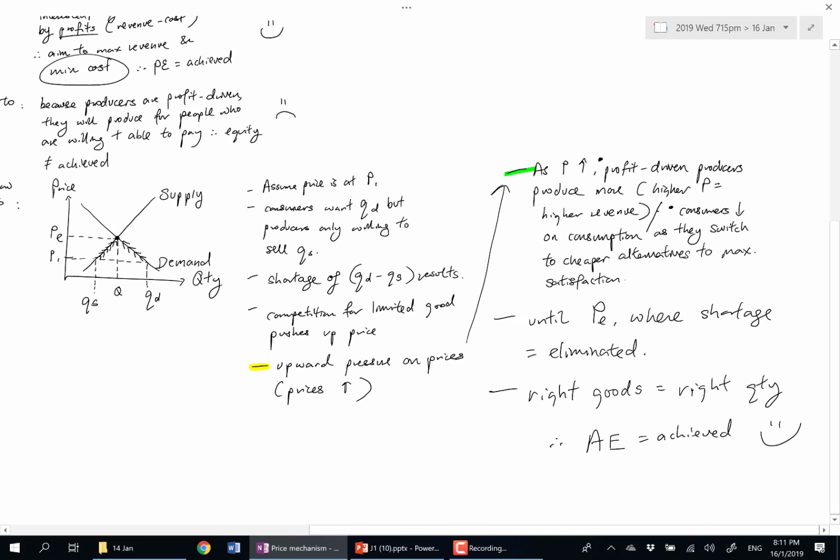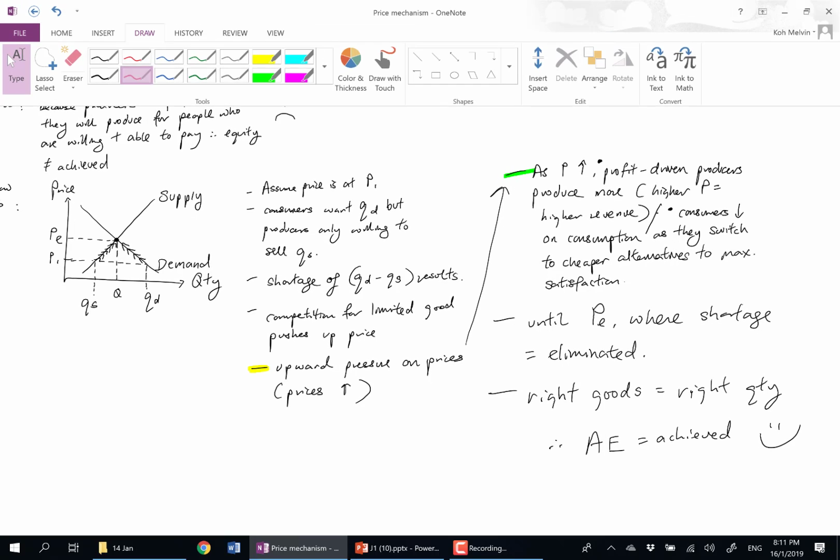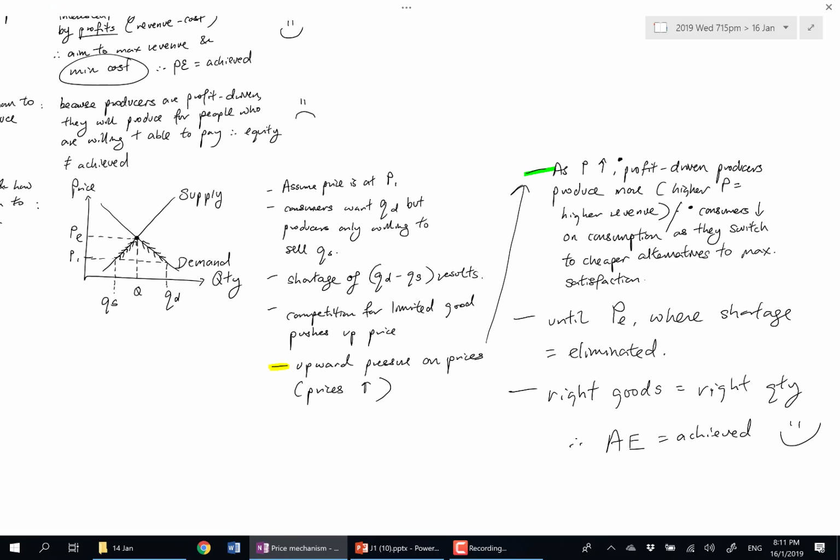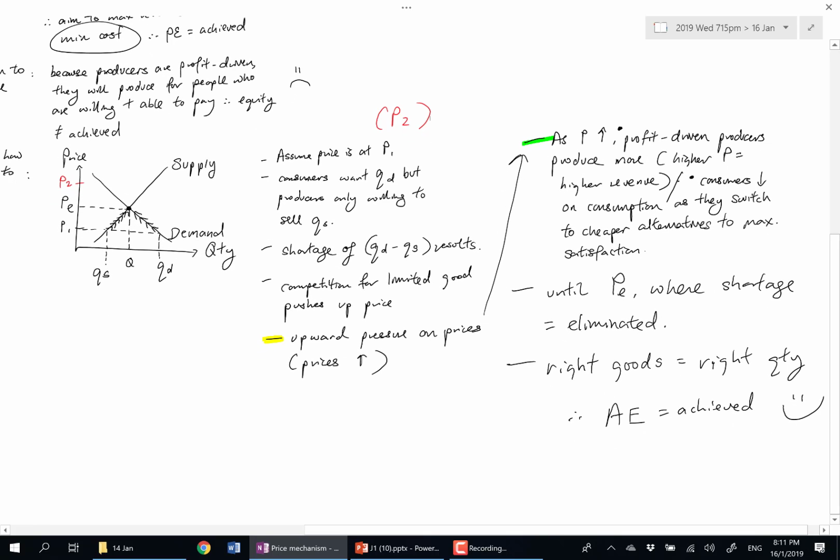This is what we are going to do because we will take a short break. But as we take a very short break, I just want you to try this out for yourself. You don't need to write out the steps. Let's say you start at P2. Are you also able to end up with a revision to PE? Which means at P2, you're going to see what? A surplus. There will be downward pressure on price.